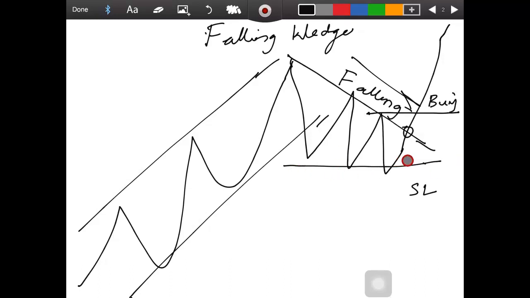This is your support. Your stop loss should be reasonably, let's say 10 pips, 20 pips to 30 pips. It depends on the currency pair you are trading, based on volatility. Okay, and then your take profit can be above there. Ideally, take profit can be equal to 2 times your stop loss. So a falling wedge is a continuation pattern. It's telling you that this initial uptrend is likely to continue to the upside.